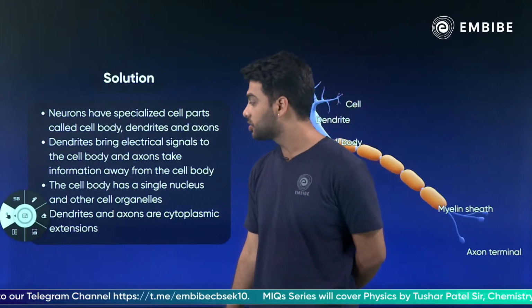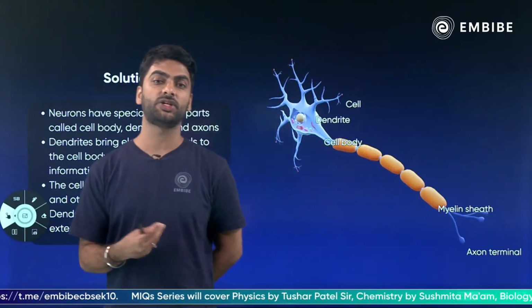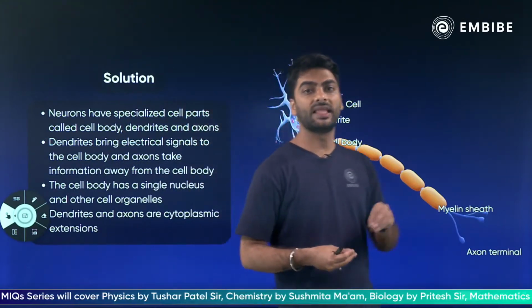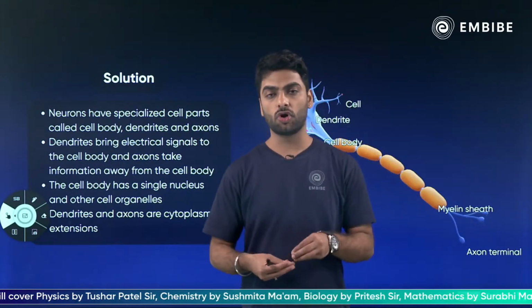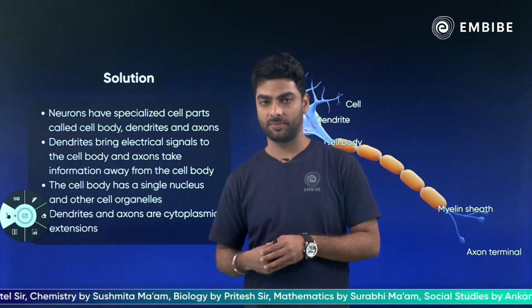So, talking about neurons, neurons do not have the capacity to divide, and that is why if any damage happens to the neurons, then that is a permanent damage. So neurons should be very, very well protected. Any damage to the neurons can cause permanent damage.